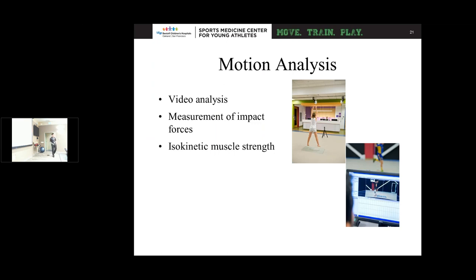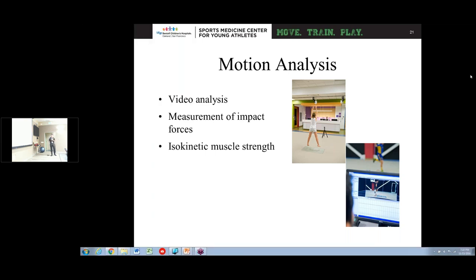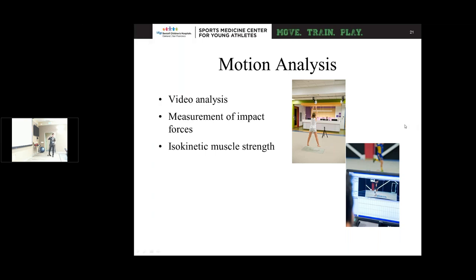The other thing that we want to look at is how you move. The nice thing with our center is our motion analysis lab and sport performance lab. We do video analysis. We measure the impact forces, like how hard you land on your right foot versus your left foot from a hop, and you compare those things and see if there is something going wrong, if you're moving incorrectly, if you're landing on one foot much harder than the other foot. Those differences can be a possible increased risk for injury.